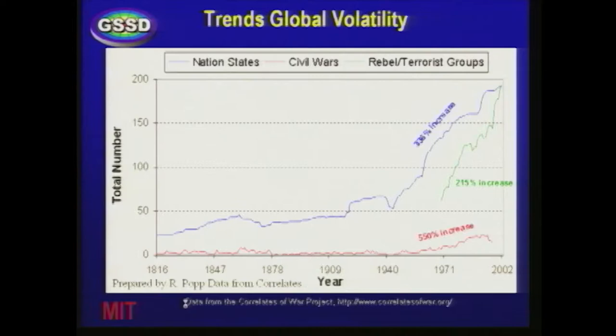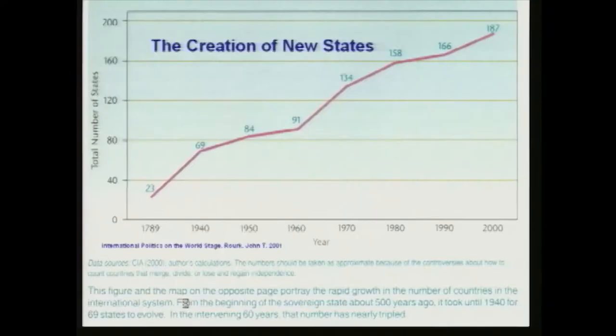Just a quick view of each one of those. More nation states, more civil wars, and more terrorist rebel groups in the very recent years. We call this volatility. This is the creation of new states. Now, think about new states as every one of those entities has a vote, positive, negative, or neutral, and is sitting at the table, and is actually sitting at all environment and all energy-related negotiation tables. The larger the number of individual decision entities, states, the more complicated things become. But this is the world we live in.